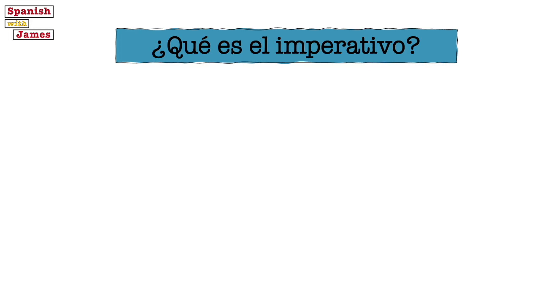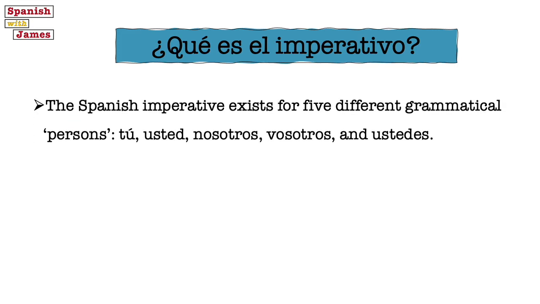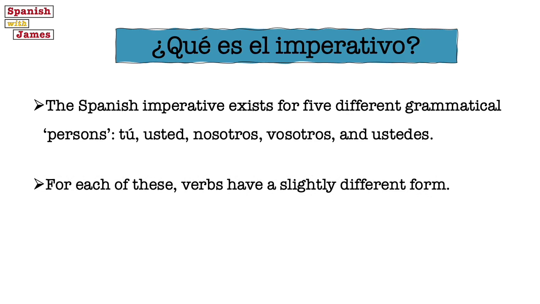Continuing to look at this question, ¿qué es el imperativo? We're going to have a look at some more details to help us understand this. The Spanish imperative exists for 5 different grammatical persons. So it's got different forms for the tú form, the usted form, nosotros, vosotros, and ustedes. So 5 different forms. Depending on who you're speaking to, you'll need to use 5 different forms of the imperative in Spanish. So for each of these different people, you're going to use a slightly different conjugation, a slightly different form of the verb.